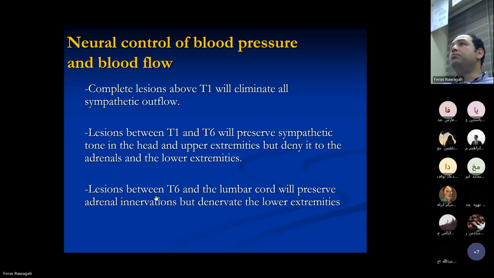Lesions between T6 and the lumbar cord will preserve the adrenal innervation, but denervate the lower extremity. This means it's less severe because the adrenal medulla secretes some epinephrine and norepinephrine into the bloodstream, and it can somewhat compensate.